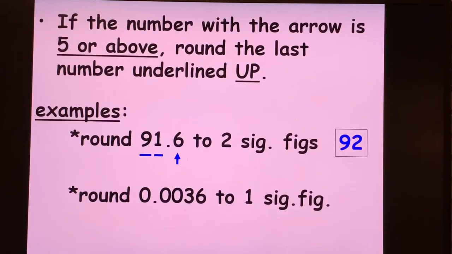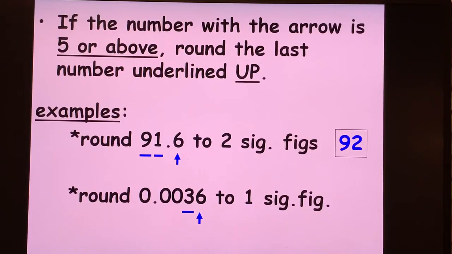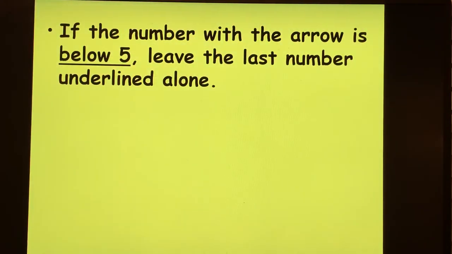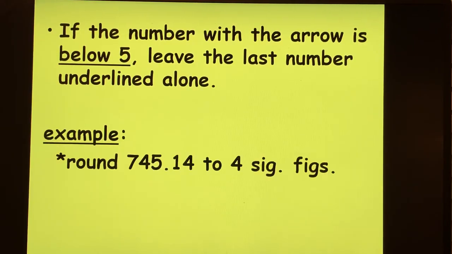So you want 1, so you underline, and then the next one you put an arrow. And that arrow is, of course, that number is 5 or above, so you're going to round the 3 to a 4. And that's your answer, 0.004. One sig fig. Now, if the number, again, like I said before, is below 5, you just leave the last number underlined alone. You just leave it and then cut the rest off.